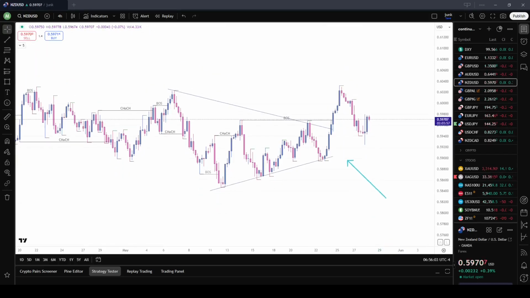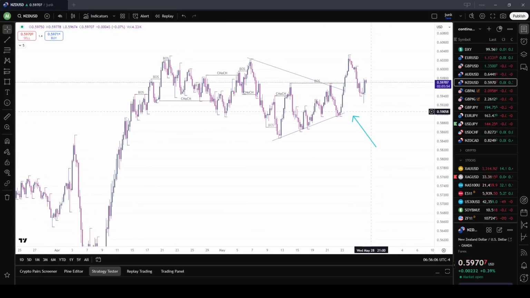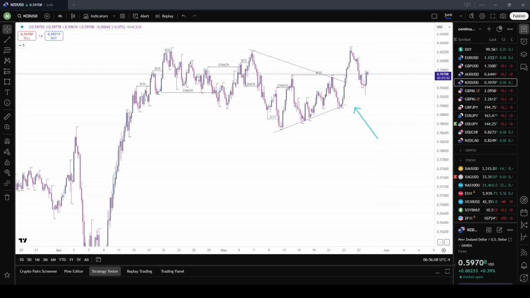NZD USD. Prices continue, just like with AUD, to push sideways.